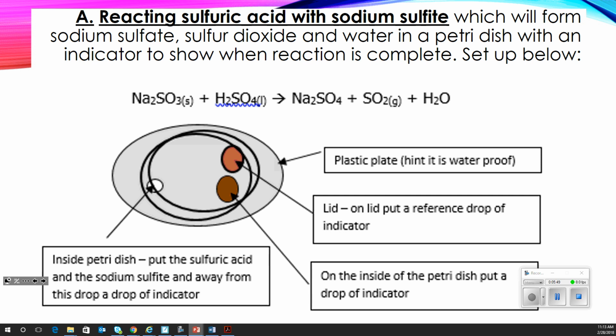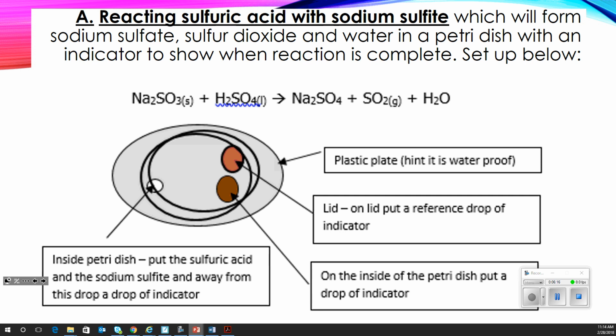Okay, so the first experiment I'm going to show you here in just a second is reacting sulfuric acid with sodium sulfite. When we do that, we get sulfur dioxide. And we're going to use an indicator to show a change, because the indicator will react with it. It'll start green and then turn red or orange red. We're going to do it in a petri dish. I'm going to go through what you're going to do. But basically, this diagram is on your paper, so it helps you remember.